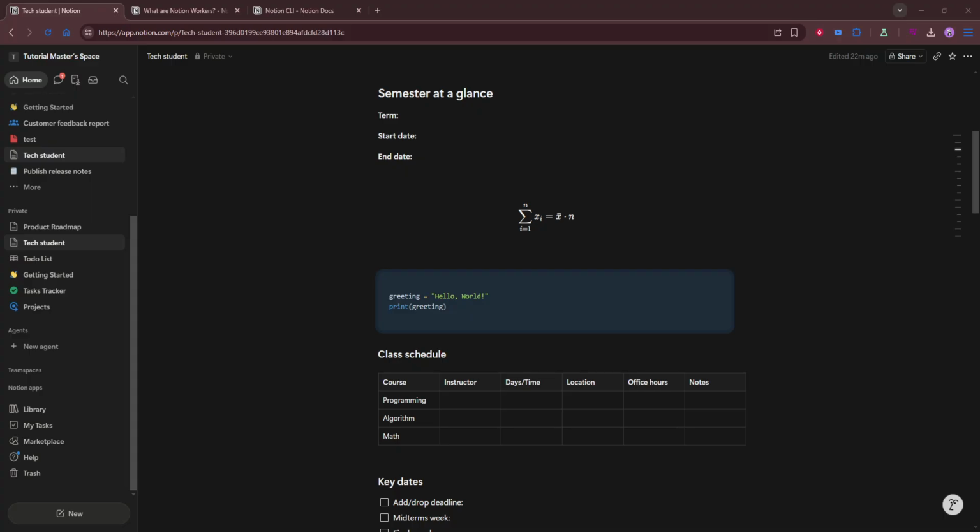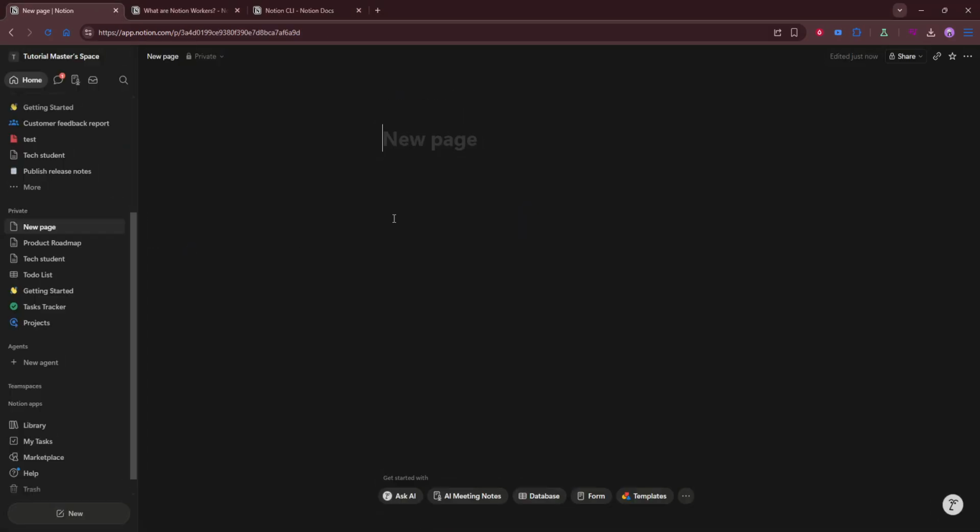Start by creating a brand new Notion page for your product requirement document. Give the page a clean, recognizable title so it's easy to find later. This page will serve as the central source of truth for the project, so it helps to keep the layout simple and professional from the beginning.